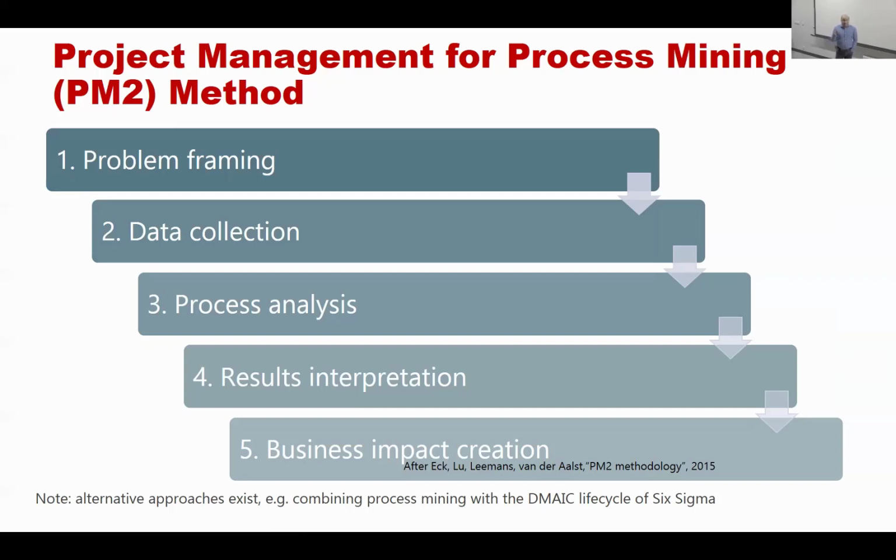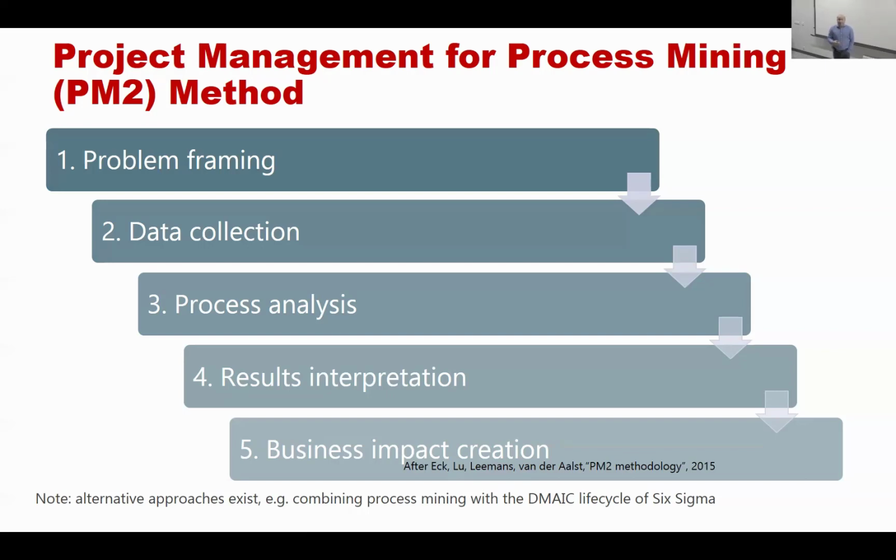CRISP-DM is a methodology that has dozens of different tasks and dozens of different deliverables because it has to be generic. It has to be applicable to any data mining project. PM2 is a derivative of CRISP-DM that is much simpler in nature because it's focused on what is typically required in a process mining project. Similar to CRISP-DM, PM2 has a number of phases, in this case, 5 phases.